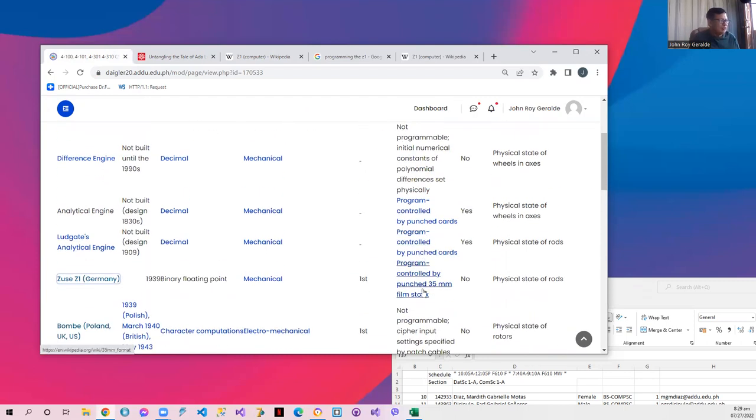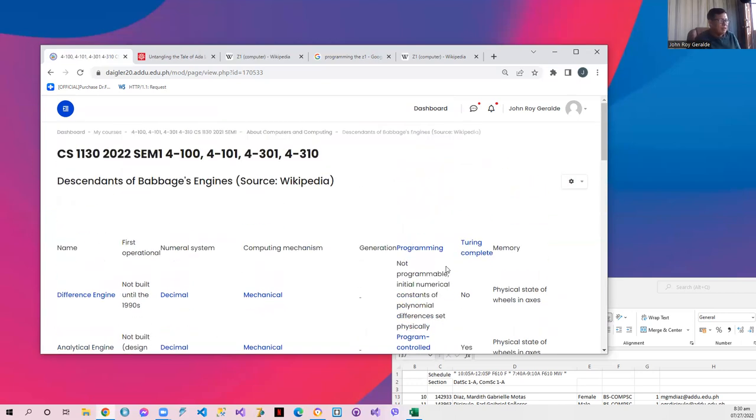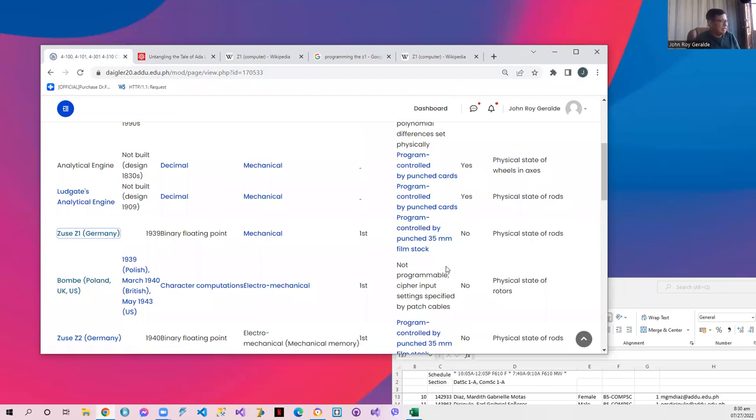And then the programming is controlled by 35 millimeter films instead of using cards. It now uses picture films. So instead of rolling them in a stack of cards, the films are read one by one by an electrical reader. In 1939, there's already electricity. Physical state of rods, magnetic rods then. But there's a problem with Turing completeness, okay?